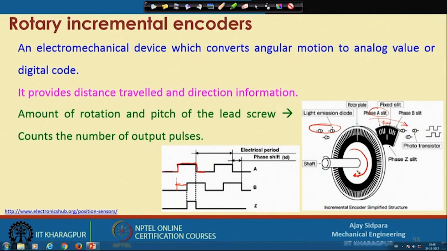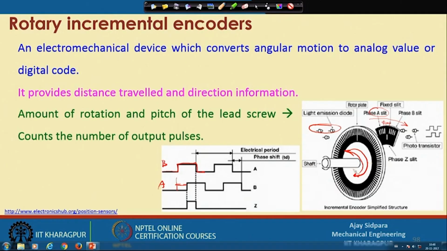If you rotate in the anti-clockwise direction, what is going to happen? You will get this signal as B and this signal as A, because now B will get the first signal and then it will get the A signal. So, not only the rotation, but you also get the information about the direction, whether it is rotating in the clockwise or anti-clockwise direction. That is about the rotational motion.